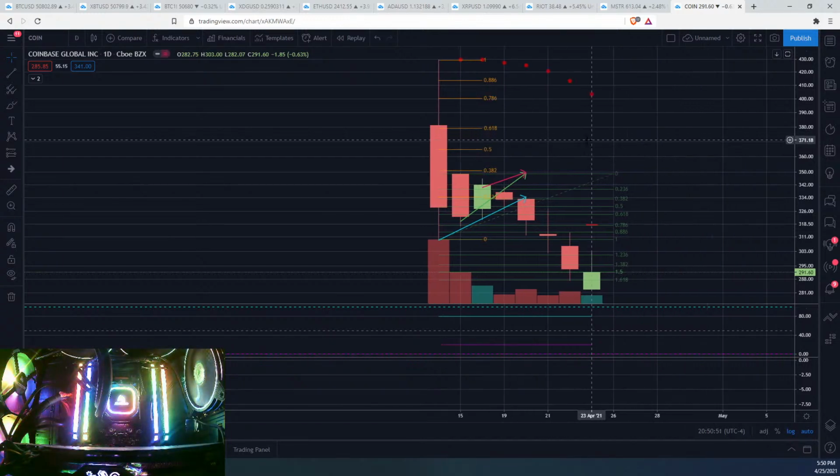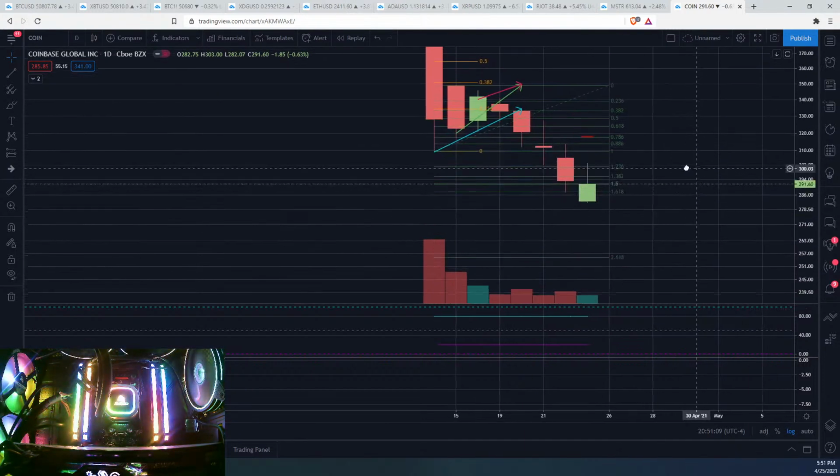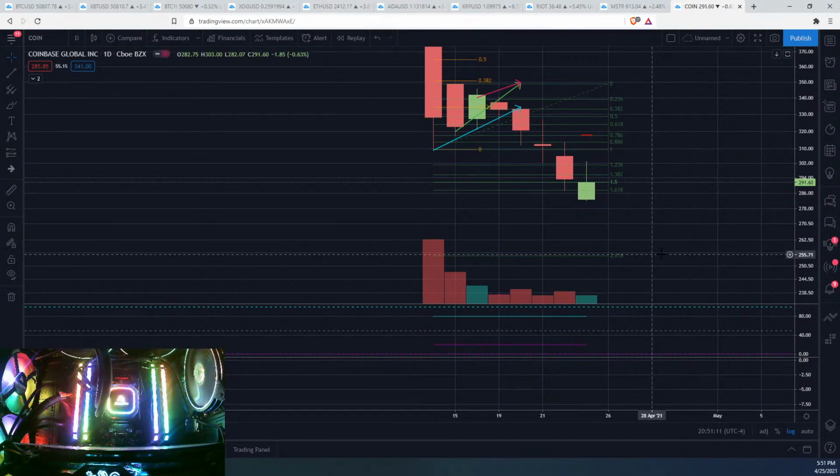So, and then here is Coinbase. Coinbase, we talked about this specifically. I've been expecting it to sell off. We got down below the 1.618, 287 was our first target. We stopped right at the 1.5, 291. I still expect this thing to sell off further. I still expect it to get back down to maybe the 2.618, $255.